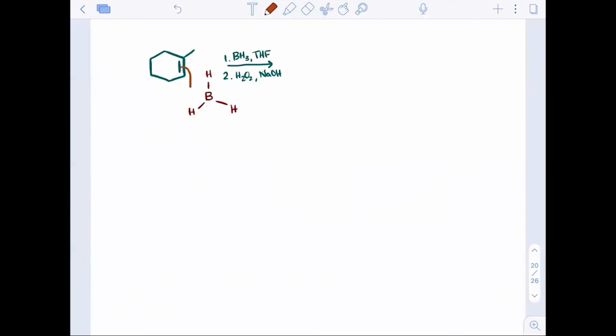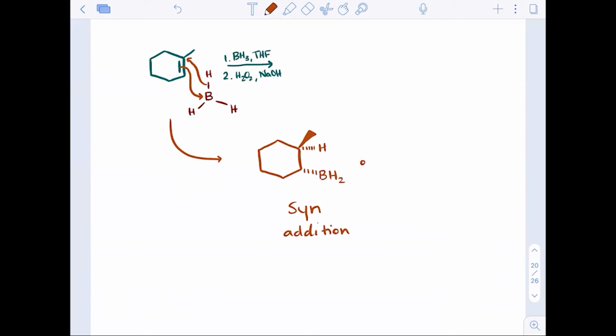Alkene attacks the boron. The hydrogen goes back to the more substituted side. I'm going to draw that intermediate right here, and I want to just add some stereochemistry. Syn addition, meaning that BH2 and H have to add not only at the same time, but at the same side. Syn addition, H and BH2 must add both wedged or both dashed.